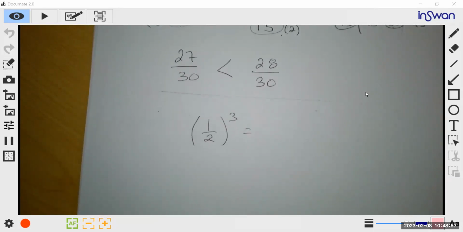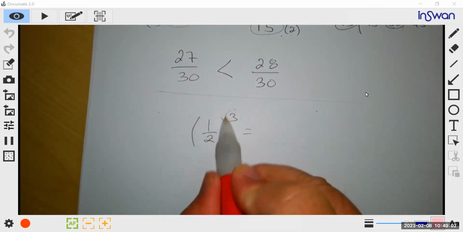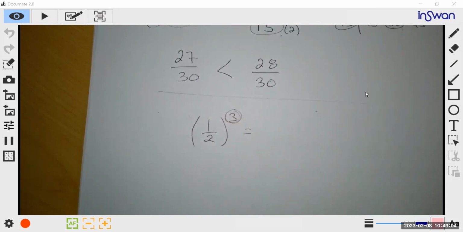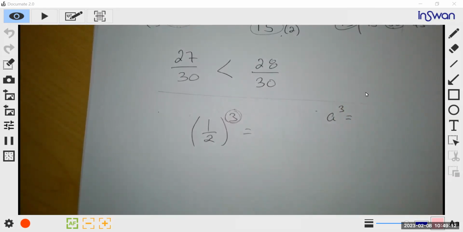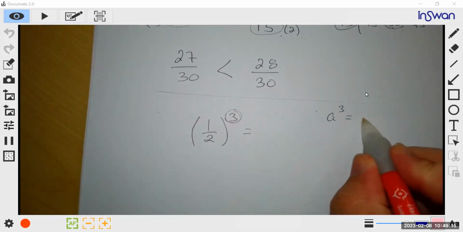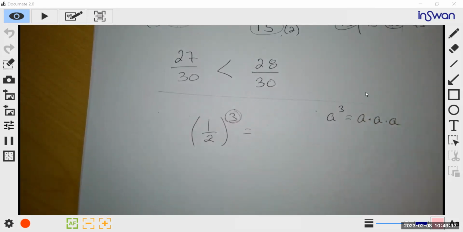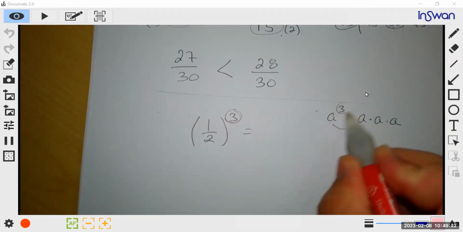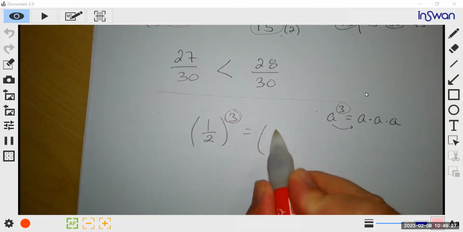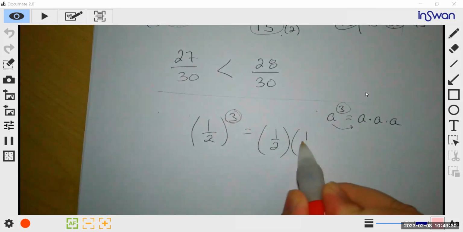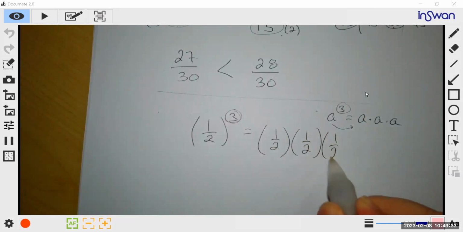is if I have fractions raised to a power, what does this thing mean up here? What does that exponent mean? If I had a to the third, what does that mean? Yeah, so it's a times a times a. I multiply the base this many number of times. So what this thing means is 1/2 times 1/2 times 1/2.